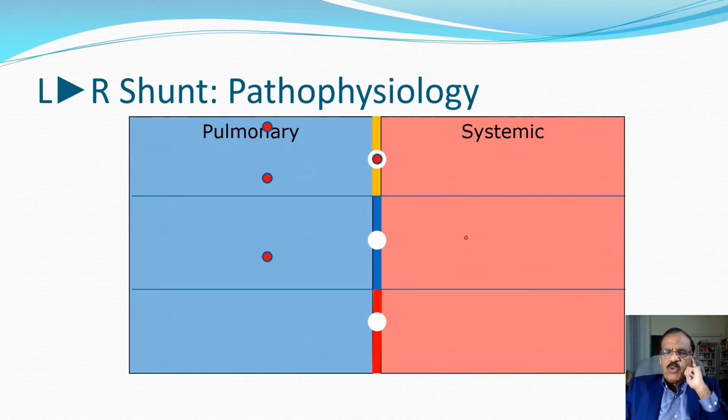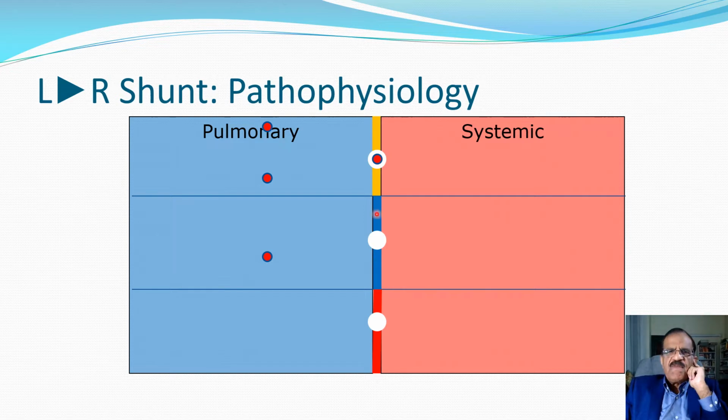Now, if you want to really understand the common features of these three shunts, you need to understand this picture. I have drawn these two circulations, left-sided circulation in red, which is systemic circulation, and right-sided circulation in blue, which is pulmonary circulation. And there are three possible sites of defect: this is the intra-atrial septum, this is the intraventricular septum, and this is between aorta and pulmonary artery.